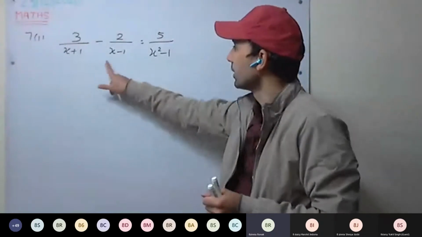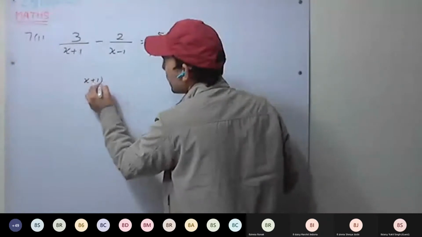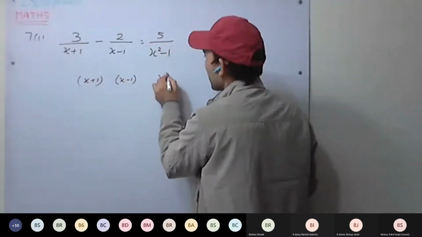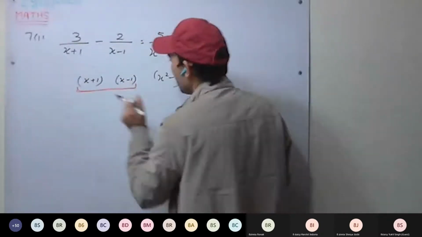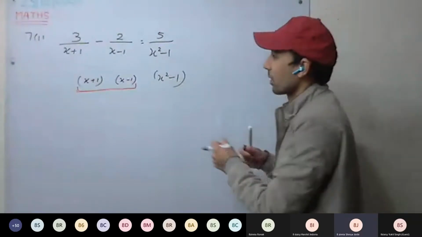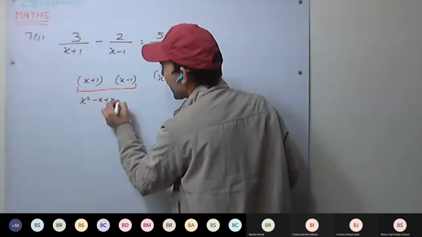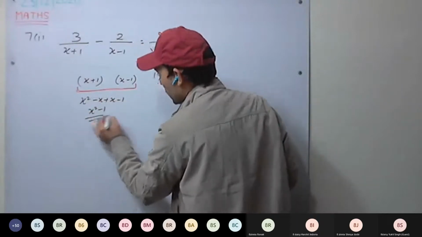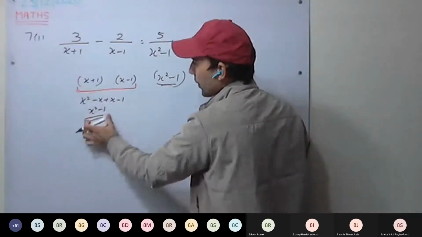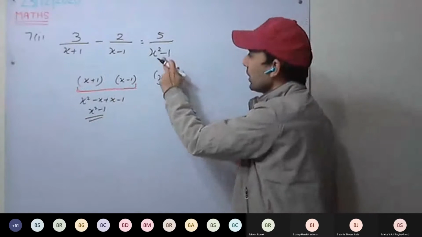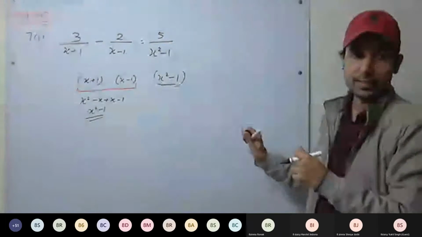Okay. Now see here. If such questions are there, what are the denominators here? x plus 1, x minus 1, x square minus 1. Now, if you multiply these two, what will we be getting? x square minus 1. x into x, x square, minus x plus x, minus 1. That is x square minus 1. It is same as this. If we take the LCM here, we are getting x square minus 1. On the right hand side also, in the denominator, we have x square minus 1. So they will get cancelled. Yes or no? They will get cancelled.